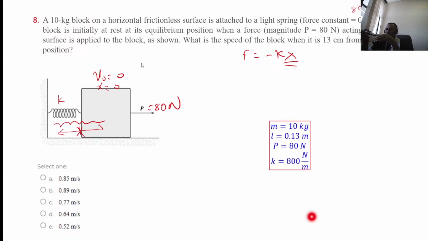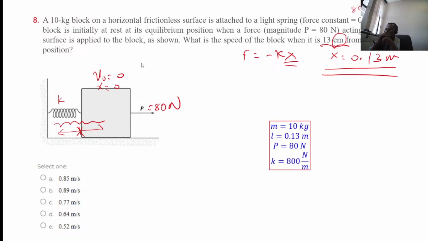Parallel to the surface, okay? What is the speed of the block when it is 13 centimeters from its equilibrium position? It says when x now is 0.13 meter. I convert quickly into SI units the moment I see non-SI units, like kilonewton. I go into newton directly, fast. It will help me to pick up everything together.